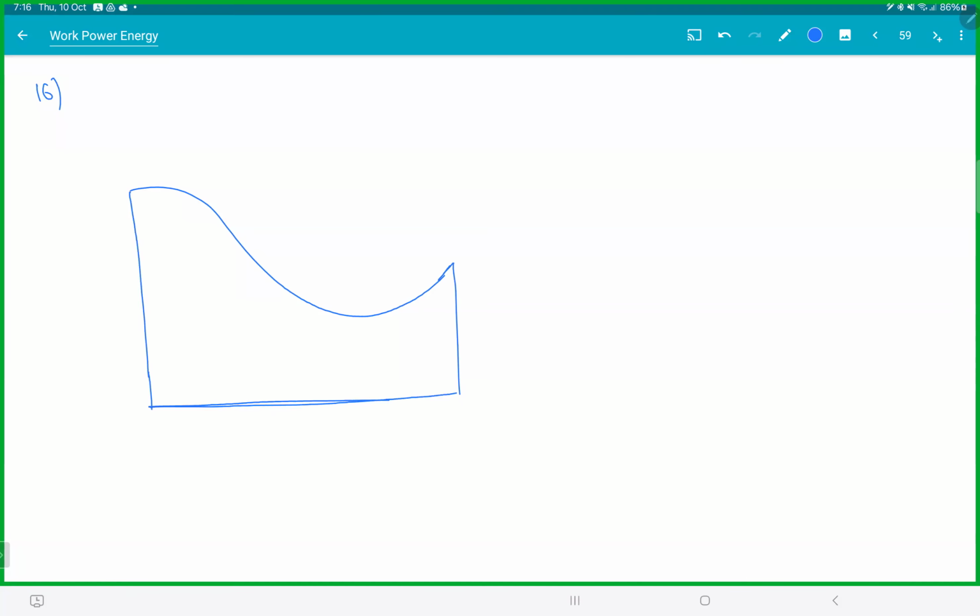So we have a surface like this. This height is 20 meters. This height is 5 meters. This height is 10 meters. Here we have a block here, 2 kg. This is a smooth surface. The block is released from rest.